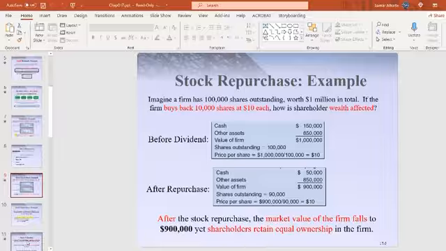So what is the effect? After the stock repurchase, the market value of the firm falls. We know this is 900,000. Yet shareholders retain equal ownership. So there is no effect on their ownership in the company. It was $10 per share. Again, it's $10 per share. That's why now most of the companies move to stock repurchase, because this will keep the ownership of shareholders the same.